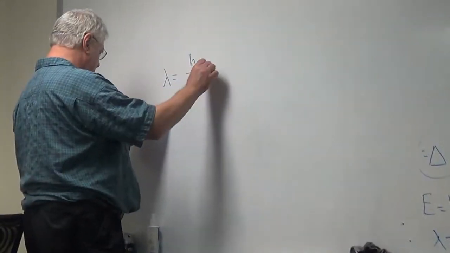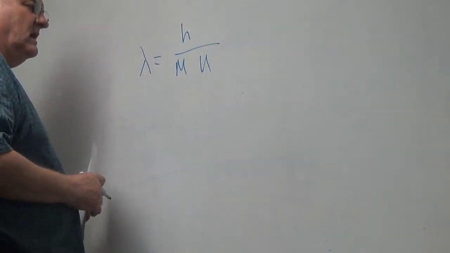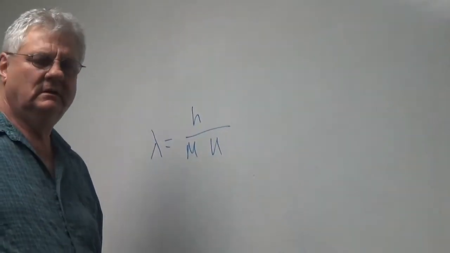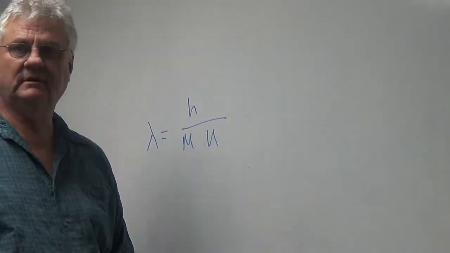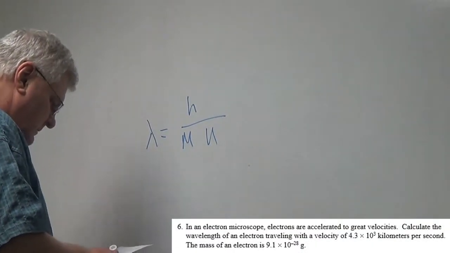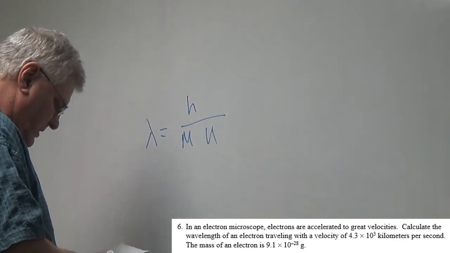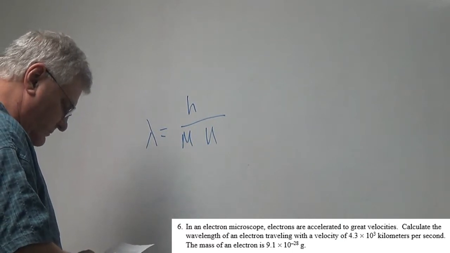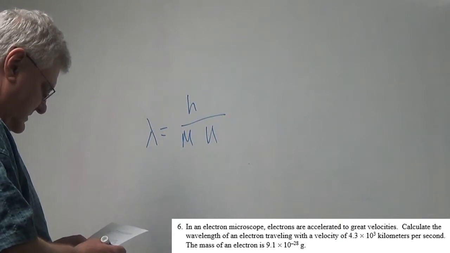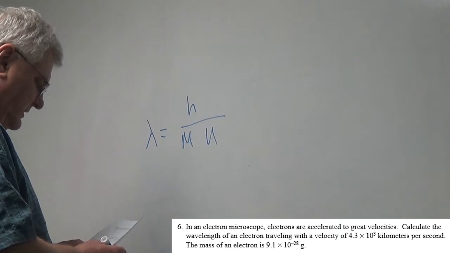And it's just Planck's constant over the mass times, we're going to use u here for velocity, because the particles aren't going to be going the speed of light. They might be going pretty fast, but they're not going that fast necessarily. And it says here in an electron microscope, electrons are accelerated at great velocities. Calculate the wavelength of an electron traveling with a velocity of 4.3 times 10 to the third kilometers per second. The mass of the electron is 9.1 times 10 to the minus 28 grams.